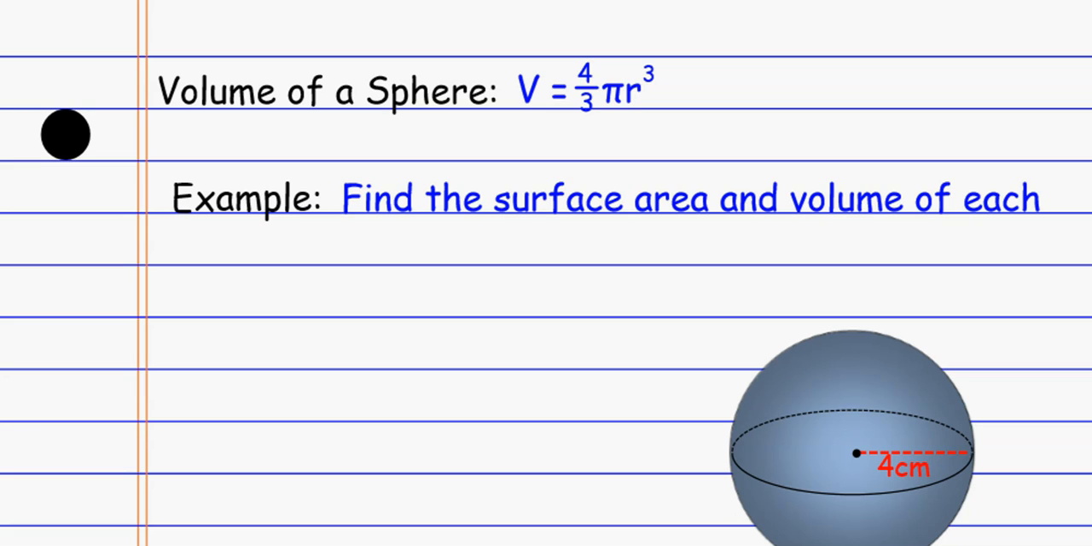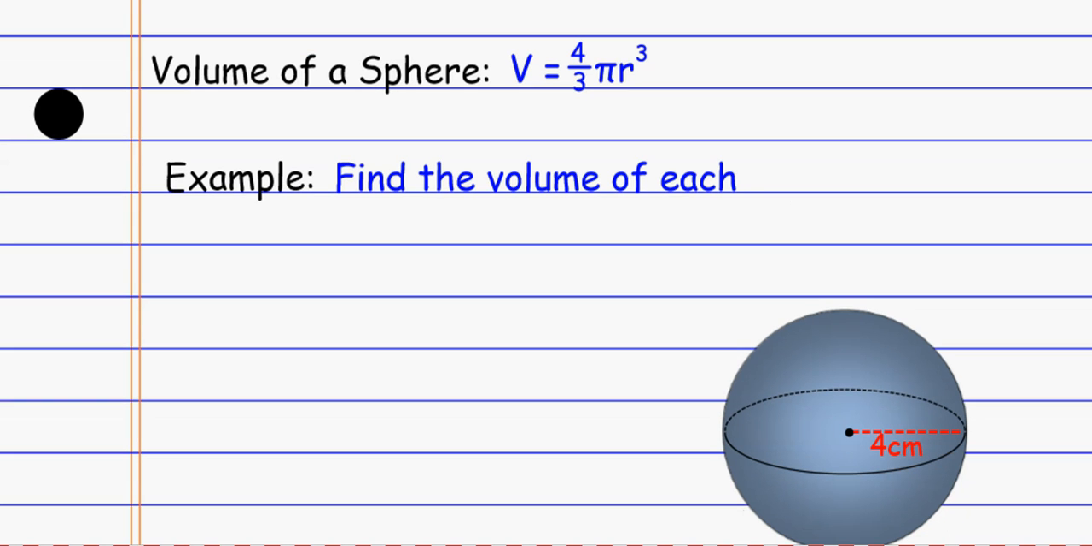And so for this one, we're going to find the surface area and volume. We're just going to find the volume this time. All right, so volume of the sphere. The volume of the sphere is given by volume equals 4/3 pi r cubed. And again, that formula comes from dealing with area and circumference and rotating things.